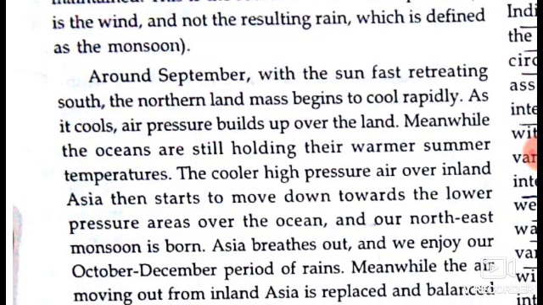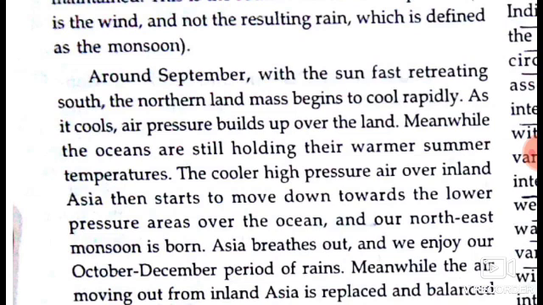Around September, with the sun fast retreating south, the northern landmass begins to cool rapidly. As it cools, air pressure builds over the land. Meanwhile, the oceans are still holding their warmer summer temperature.